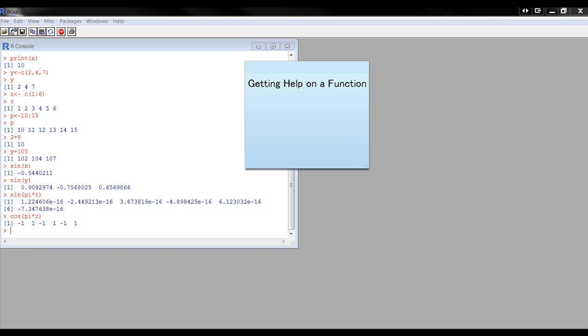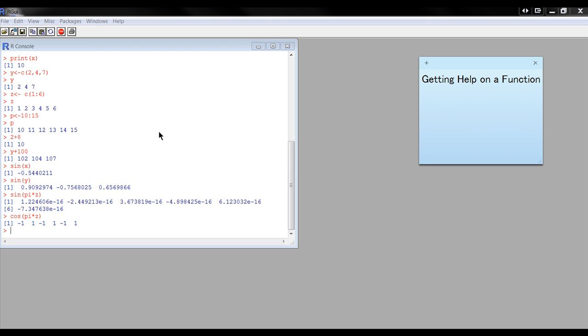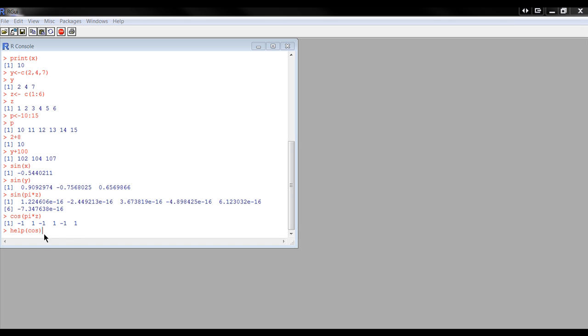Okay, now let's do getting help on a function. So we just saw in the last video that you can use functions like sine and cosine, and there are many others. Suppose you don't know how a function works and you want to figure out how to use it. Let's talk about that. So let's try typing help cos.